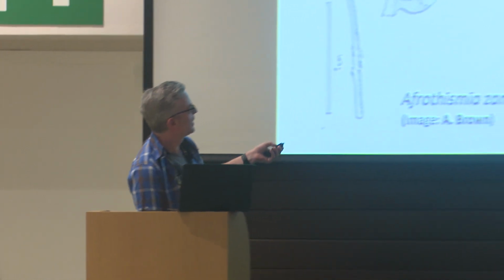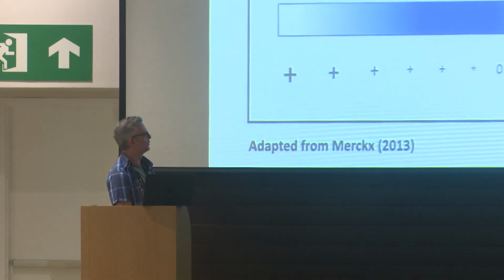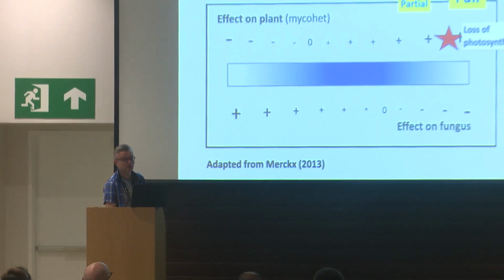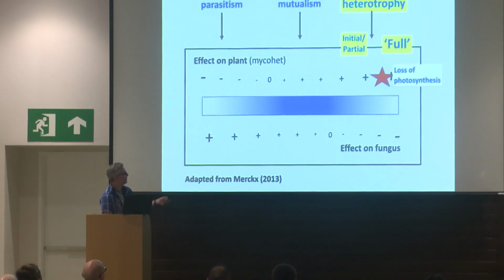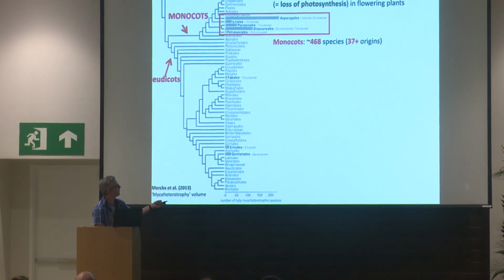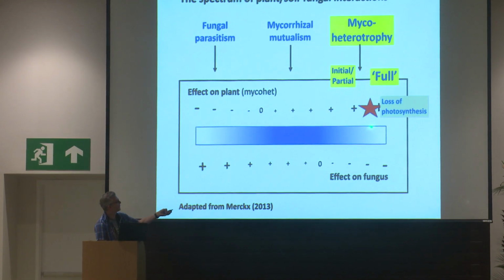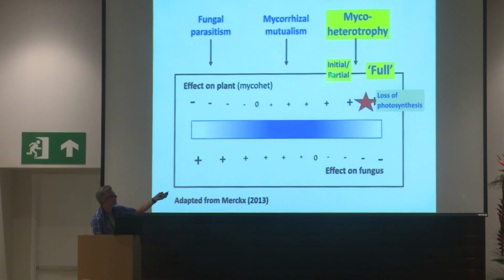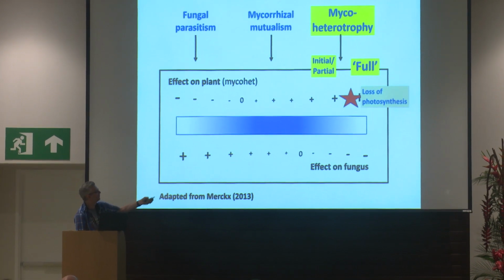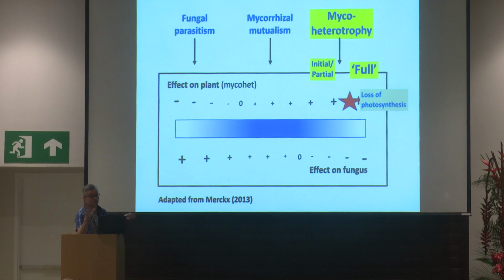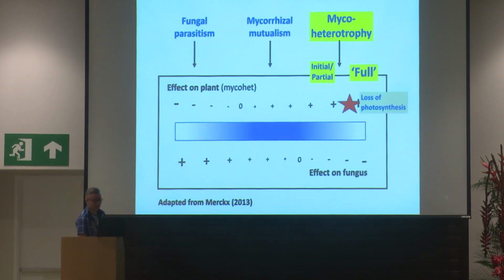Yeah, so this is the ecological spectrum of relationships between plants and fungi. Full-on mycoheterotrophs are over here that have lost the ability to photosynthesize. There are also mycoheterotrophs that do photosynthesize for part of their time, but today I'm going to be focusing on the full mycoheterotroph. So only about 500 species of plants do this.